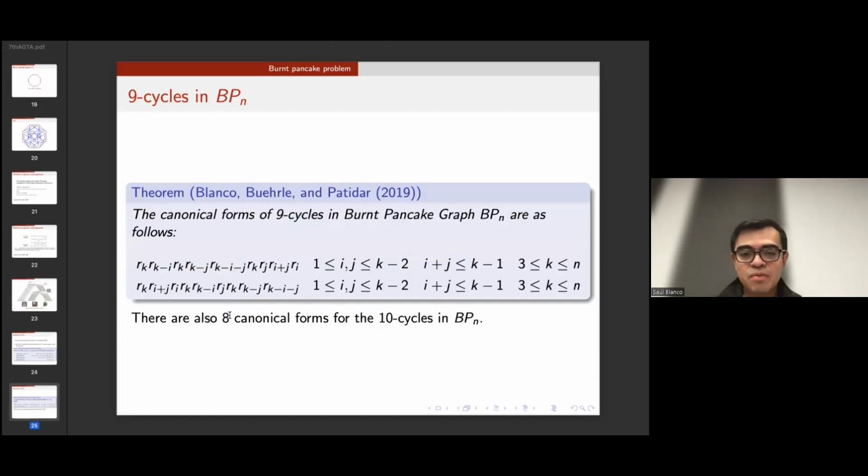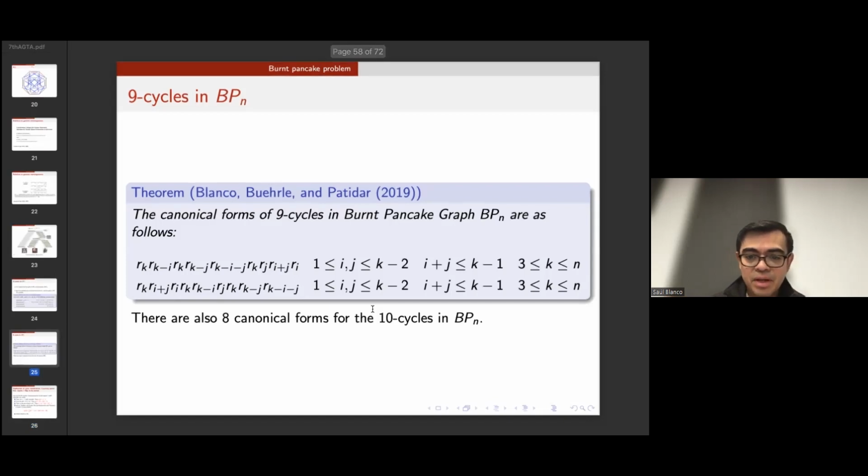We did something similar for 9 cycles. There are 2 canonical forms for 9 cycles, and they're given here. Again, the point is that if somebody gives you a 9 cycle, we know what it looks like. We have something similar for 10 cycles that hasn't been published because it's a very tedious proof with a lot of cases you have to consider. So we didn't really feel like writing it up super pretty.